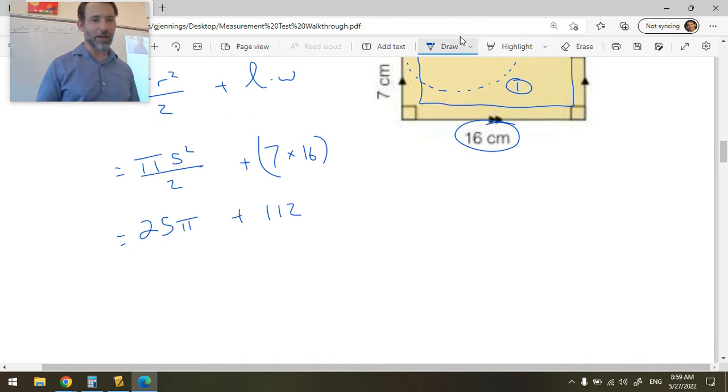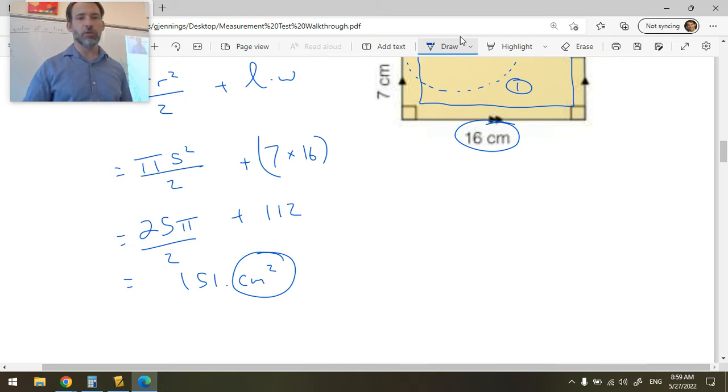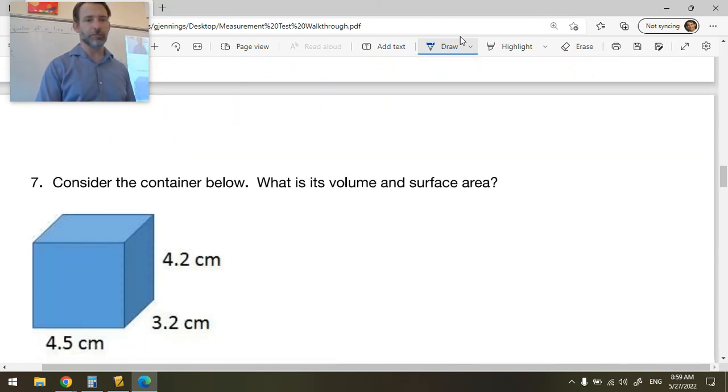So now I evaluate and we get, what was it? Oh, 25 pi. Oh, sorry, over 2. 25 pi over 2 plus 112. And then the answer was what? 151 point something centimeters squared. Include the units. Centimeters squared means I took centimeters in the horizontal and multiplied by centimeters in the vertical to give me squares. That's your new unit, square centimeters. Okay? I think it was 151 or so.